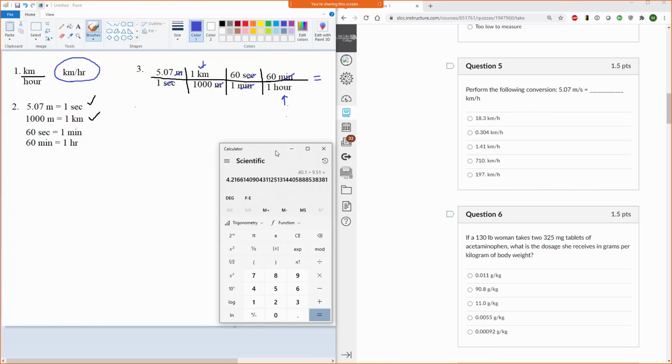Okay, so 5.07. I'm going to divide that by 1,000, multiply that by 60, and multiply that by 60 again. And that gives me 18.252 or 18.3 kilometers per hour. How do you guys feel about that?